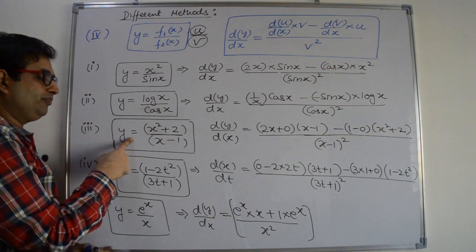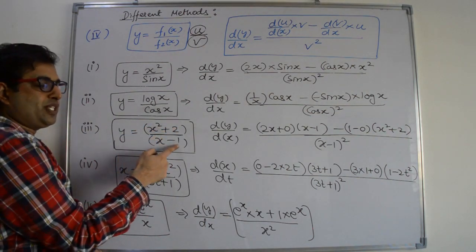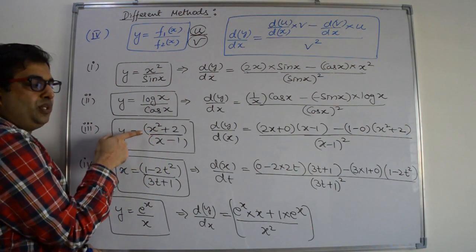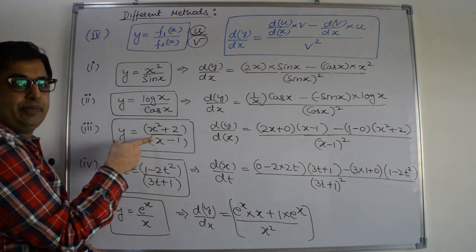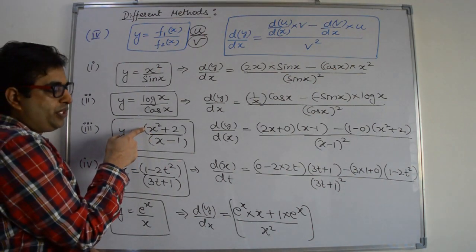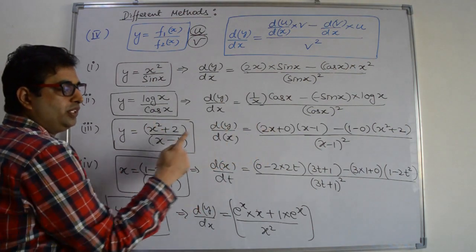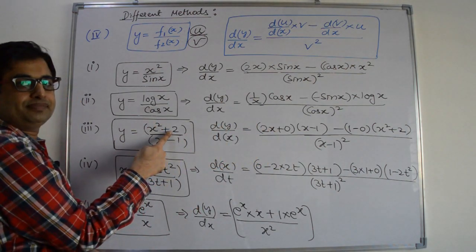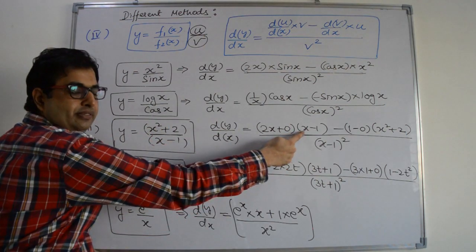Third example. y equal to x square plus 2 divided by x minus 1. So this is u, this is v. What will we do? We will differentiate u, v will remain in multiplication. So the differentiation of x square plus 2 is 2x plus 0 because 2 is a constant. Right? x minus 1 will come in multiplication.